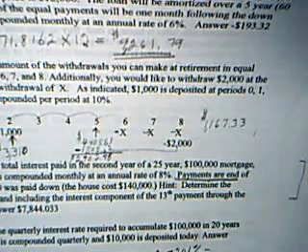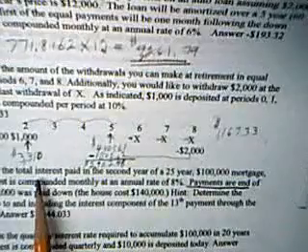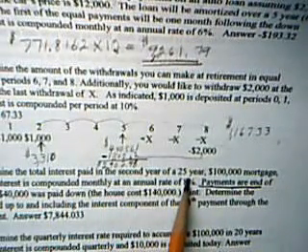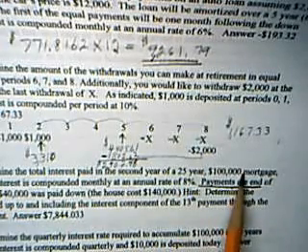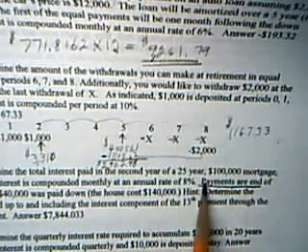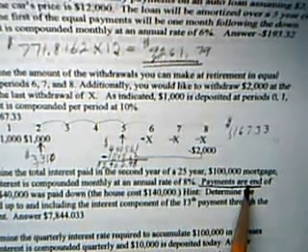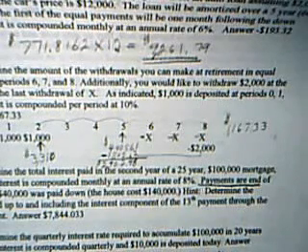This is problem 10 on page 85 of the course pack. In this problem we're determining the total interest that someone's going to pay in the second year of a mortgage. $100,000 is borrowed and payments are end of month. So the first thing to do in this problem is calculate the payment.